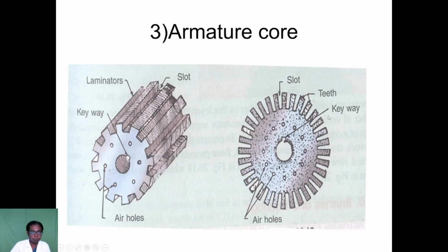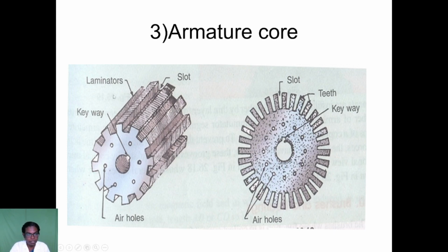Then the armature core. This is the armature core, and this is a keyway where the shaft or commutator is placed, and this is an air hole to reduce the heat. This is a slot to wind the coil, and this is a tooth. It depends upon the speed. If we have more speed, the slots are fewer. If there is a very large number of slots, the speed is low.